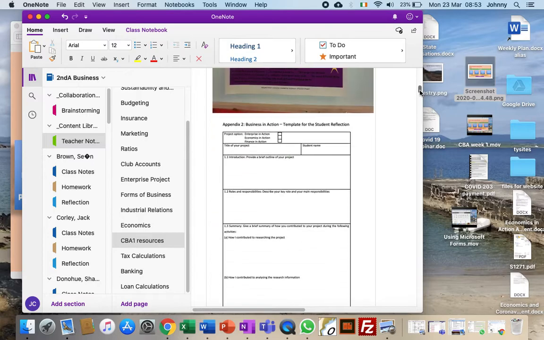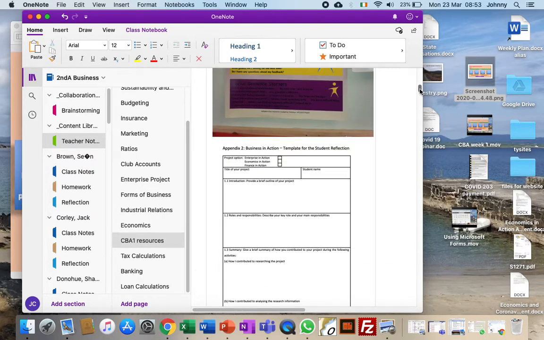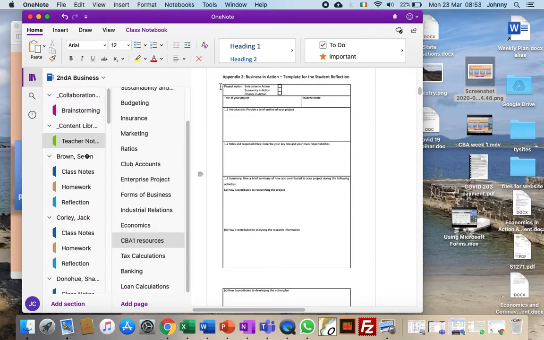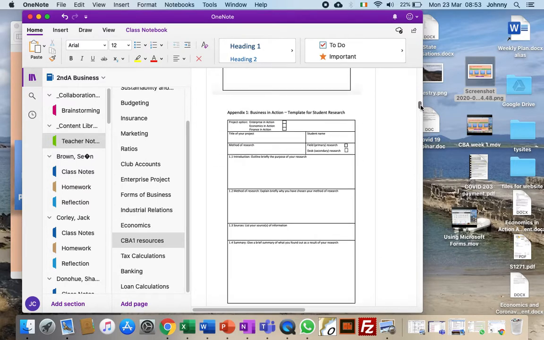Now, the documents. We have the template for student reflection, so this document has to be filled out, so you'd print this off or you can copy it out. It asks about the title of your project, what it's about, which strand it's from, your name, what your role and responsibilities are, how did I contribute to researching the project, and how did I contribute to analysing. So I did my research and I went and analysed it. The rest of the questions are fairly obvious there.